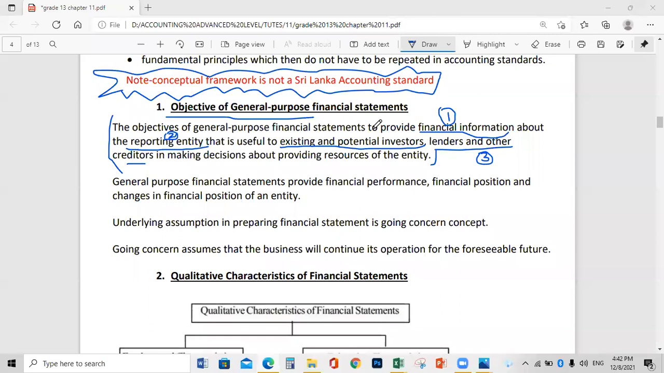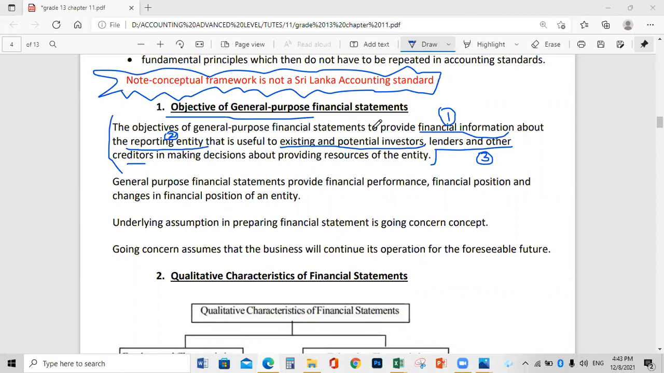The stakeholders. Who are the stakeholders they are mainly focusing on? You can't just say stakeholders, guys. Mainly, the conceptual framework says they are mainly focusing on whom? Existing investors. Who are existing investors? The shareholders. Existing investors are the shareholders.